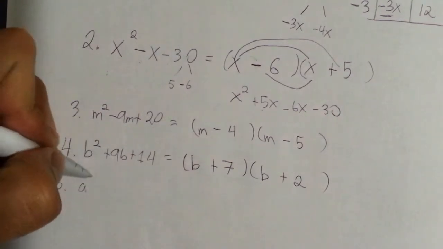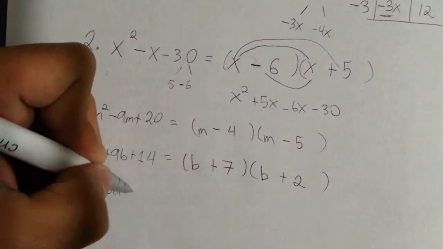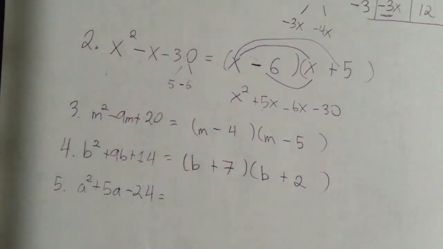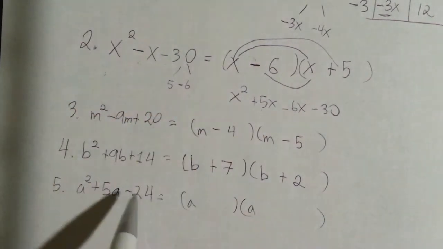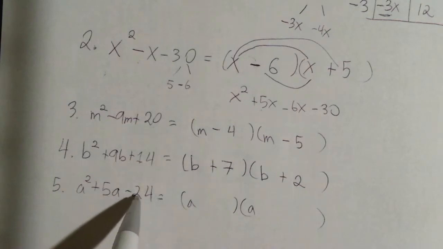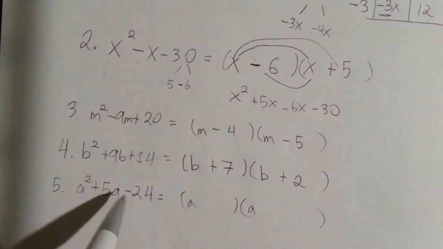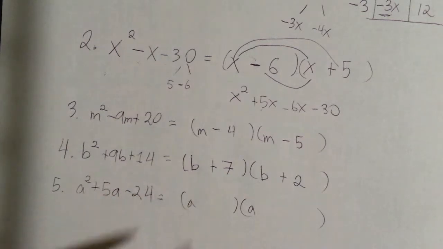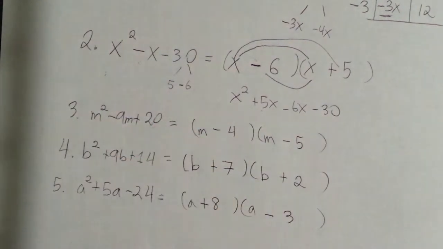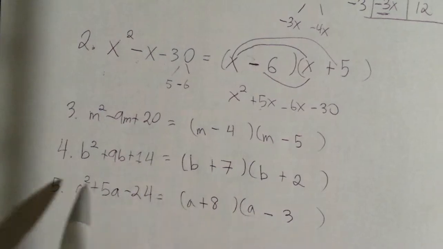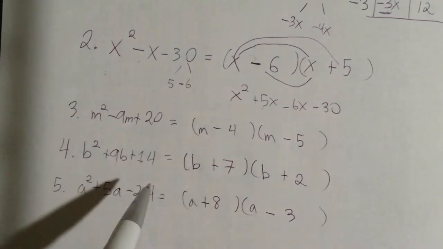We have the a squared plus 5a minus 24. So again, open up our parentheses, a and a. We have a negative product, so our factors of 24 have to have a difference of 5. 8 and 3 multiply out to 24 and have a difference of 5. We want a positive 5, so the 8 should be the positive number in this case, so we can write a positive 8 and a negative 3. A plus 8, a minus 3 would be the factored form of a squared plus 5a minus 24.